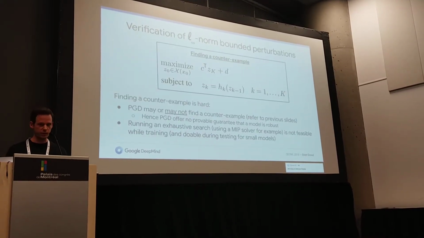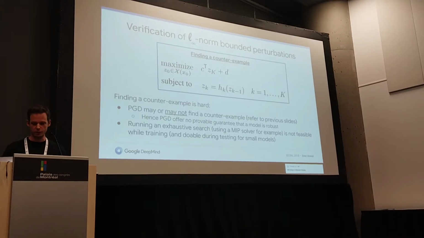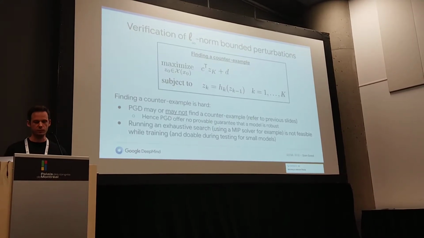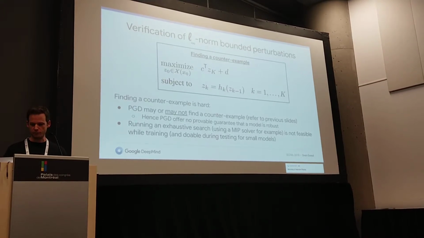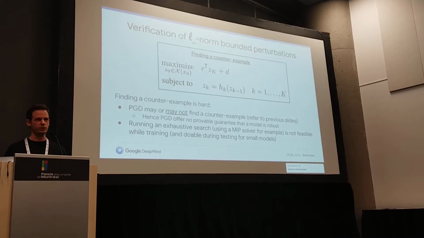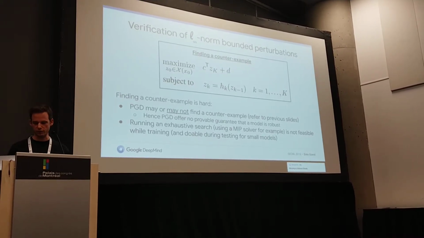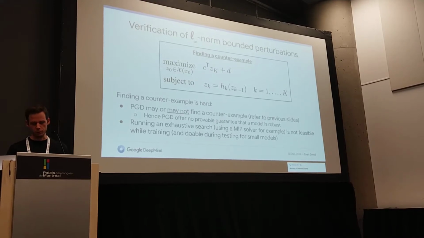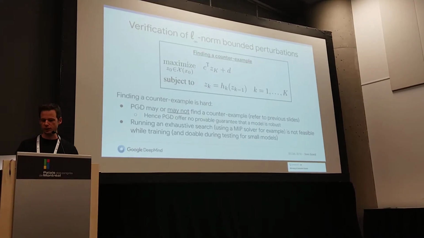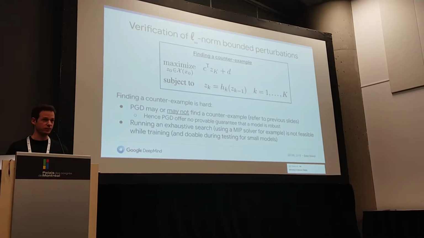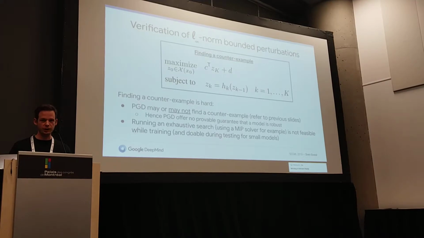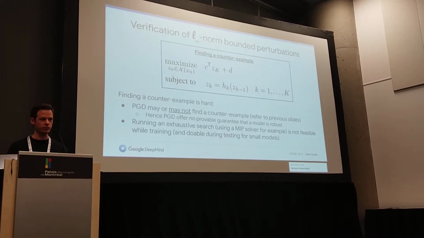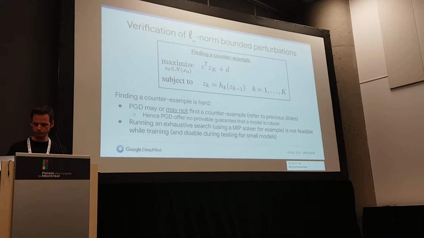And finding this counterexample is pretty hard. So you can of course use attacks like PGD, but that doesn't give any guarantee that you're going to find the worst case attack. And if PGD says you're robust, then you don't know that you're actually robust against a stronger potential adversary. The other approach is to run an exhaustive search using a MIP solver, for example, but we know that this is not quite feasible during training because it is going to take quite a while. It is barely doable after training under certain circumstances and for fairly small networks.